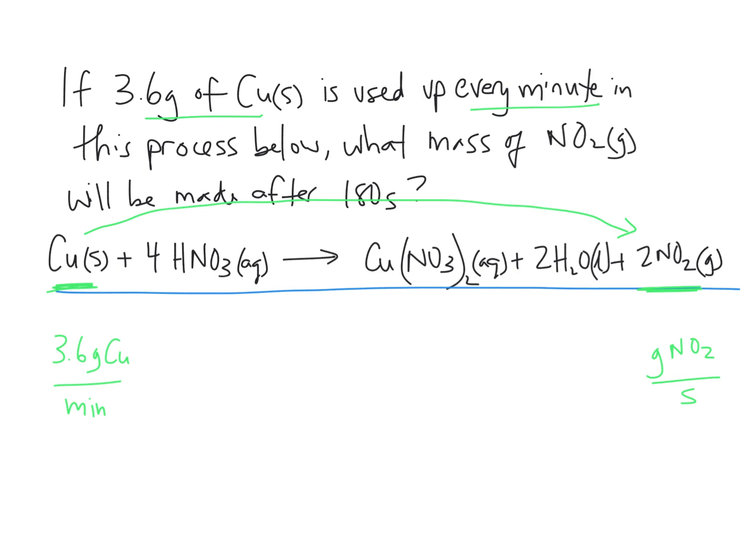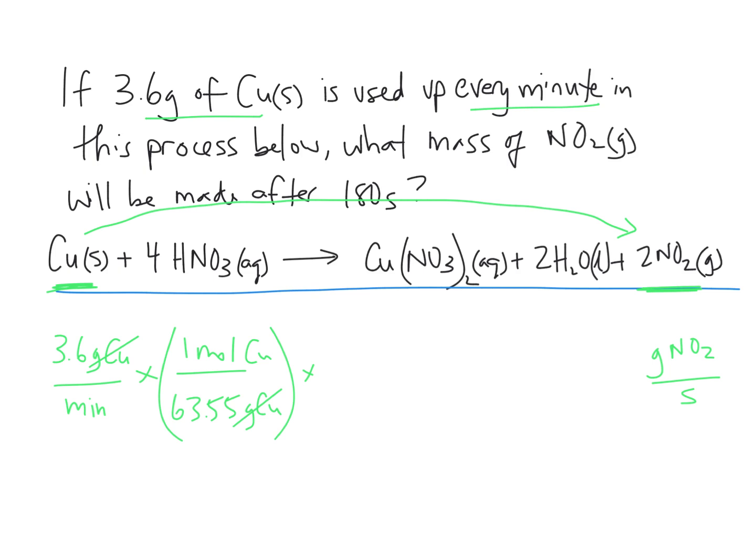To do that conversion, we will have to get to the standard of moles, right? Moles can build the bridge, so we have to get this to moles. So let's translate this to moles. So what's the conversion factor, or the relative formula mass? 63.55 grams of copper for every 1 mole of copper. That'll take us to moles of copper per minute.